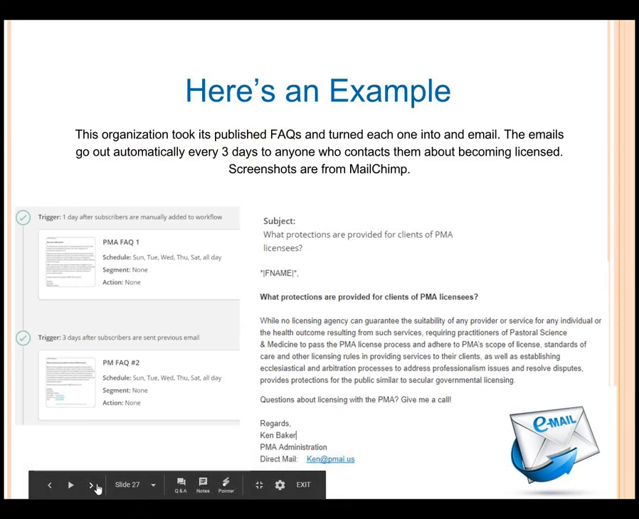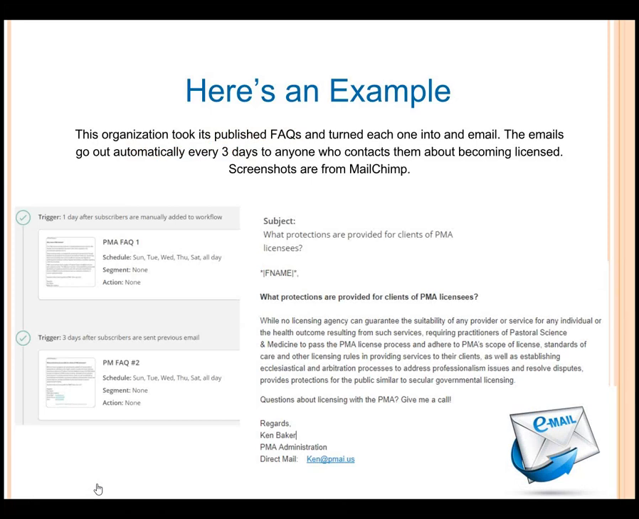Here's another example. I don't expect you to read this one. This is an organization I work really closely with that has a frequently asked question list of 24 questions, which is kind of long, but that's what they've got. And so they took 20 of these questions, turned them into an email. And they send these emails out every 3 days to anyone who's contacted them about being licensed or has just asked a general question and is not licensed. This is a licensing organization.